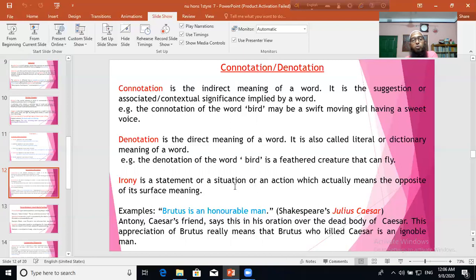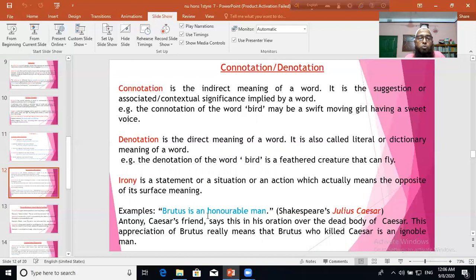So we also do irony in our everyday life sometimes. That's why, you know what is irony. Irony means a statement or situation. It may be irony of statement, irony of situation, or irony of an action, which actually means the opposite of its surface meaning. Superficially, it means one thing, but actually it has a different meaning.